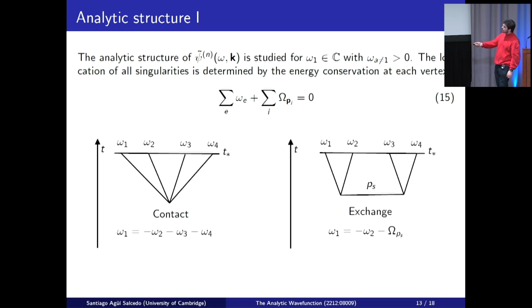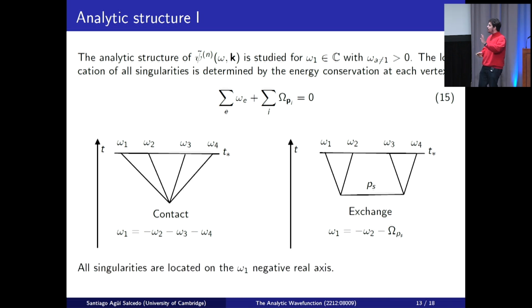For example, for contact diagrams, all the lines land in the same vertex, so there is a singularity when omega-1 is equal to minus the sum of the other energies. Or in an exchange diagram, as I have this internal line, there's going to be a singularity when omega-1 is equal to minus omega-2 minus capital omega.